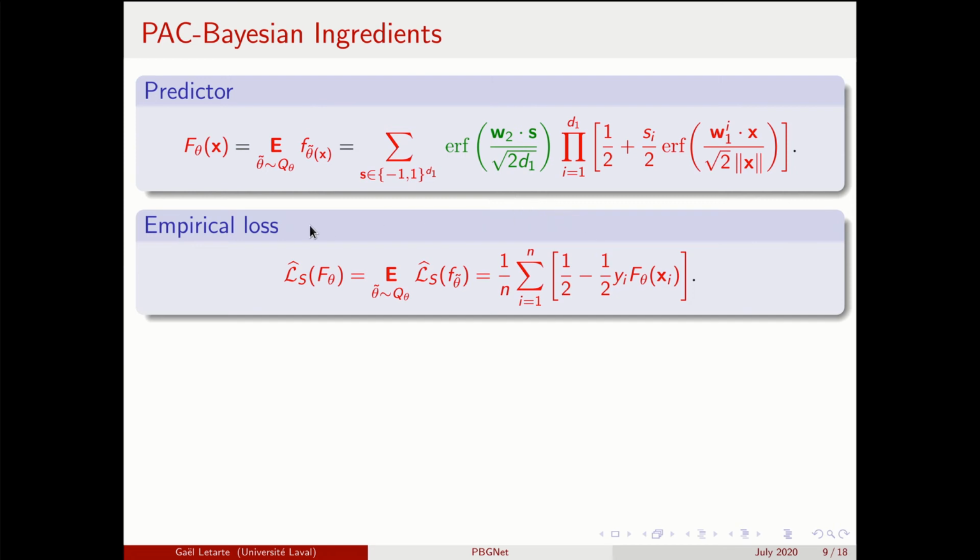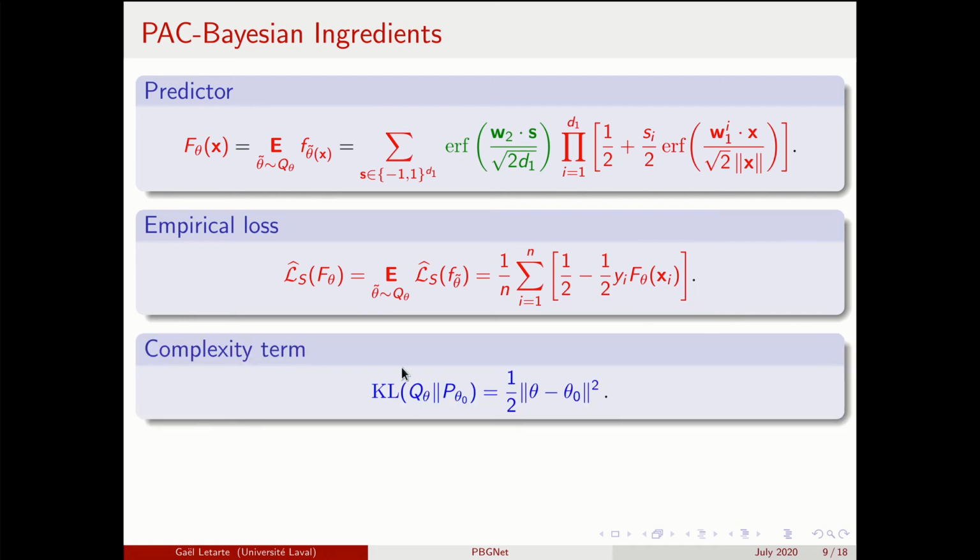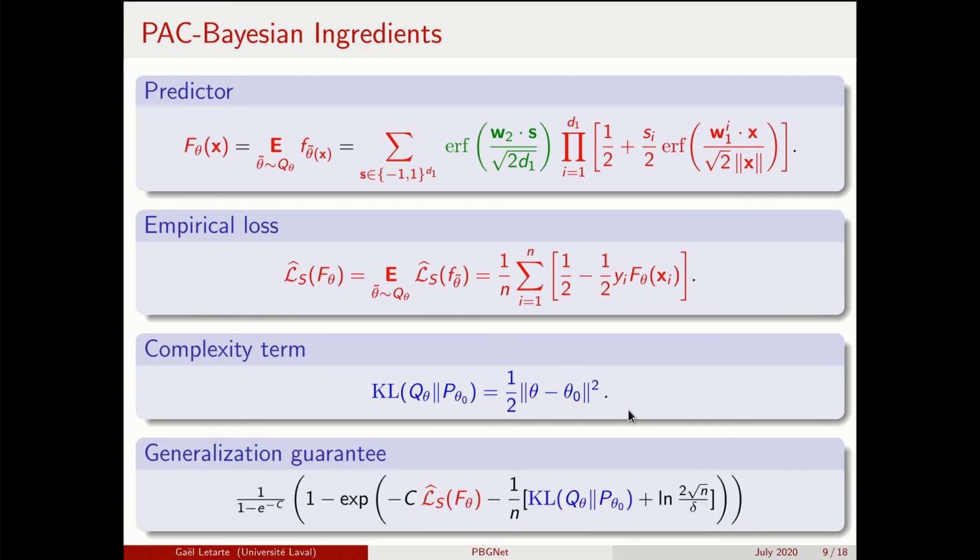Indeed, using the linear loss, we can easily obtain the empirical loss of the aggregated predictor. And again, the KL divergence is simple to compute thanks to our choice of distributions for the prior and posterior. With all of that, we obtain a PAC-Bayesian generalization guarantee that can be used to drive the learning, help for model selection, and certify the performance of the predictor.